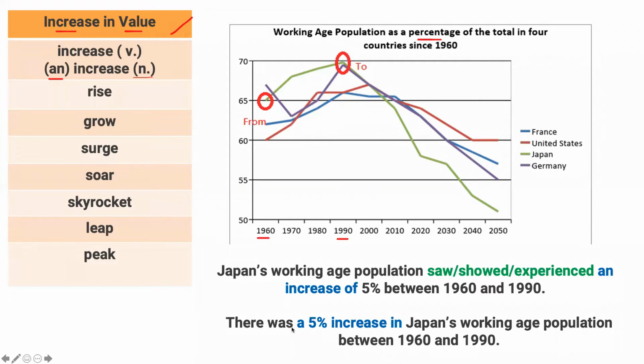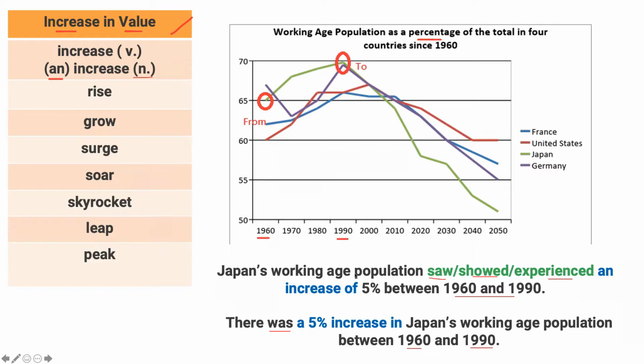Also, something important to keep in mind is the fact that we're using the past simple here because we are being specific. So we're talking about a specific moment in time, and that is 1960 and 1990. Same thing here. We see "saw," "showed," and "experienced." These are all in the past tense because, again, we are talking about a specific moment in the past, and that would call for the past simple.